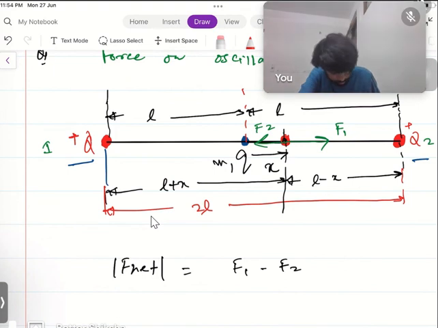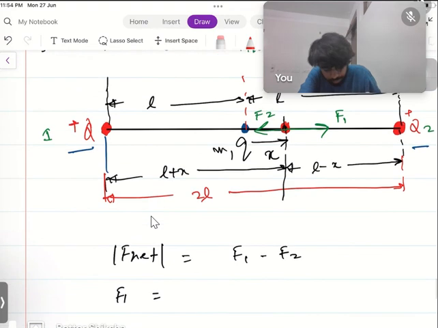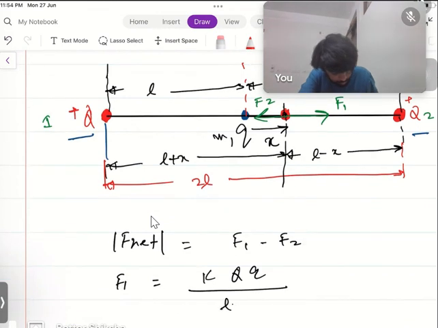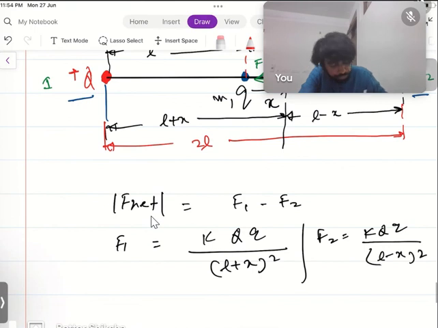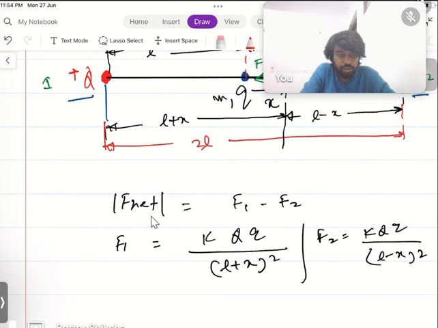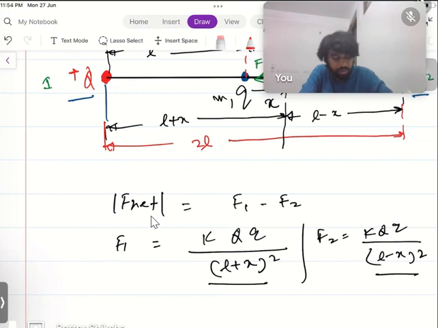So F1 is due to this left hand side charge, k q q divided by distance squared, and the distance is nothing but L plus x. This is F1. Similarly, you can write F2 is k q q divided by (L minus x) whole square. By looking at these two values, the k q q numerator is the same for both cases, while the denominator value in the first case is L plus x, in the second case is L minus x.